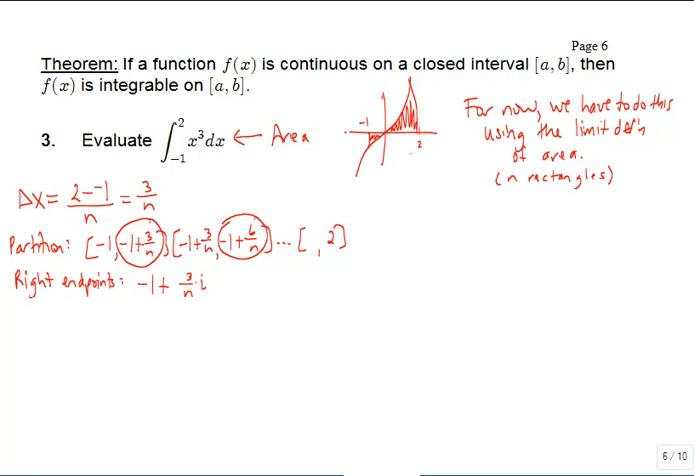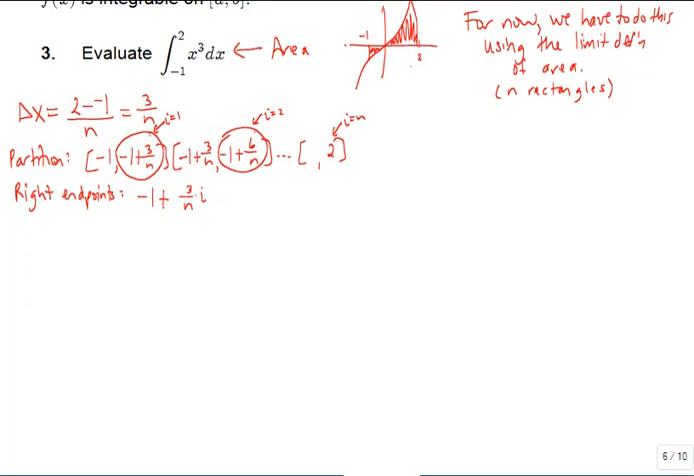When i is 1, I get this one. When i is 2, I get this one. When i is n, the n's cancel out, and -1 plus 3 will be 2, so I'll get this one. So it's always your left endpoint, -1, plus i times your width, and that will always give you your right endpoints. So now we're ready to plug it in to our limit definition.